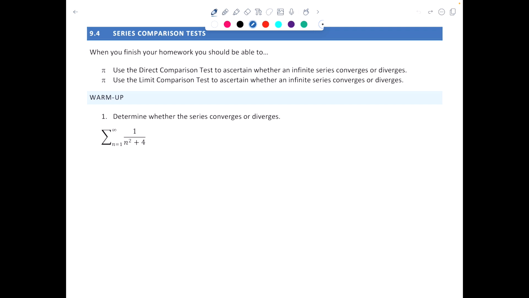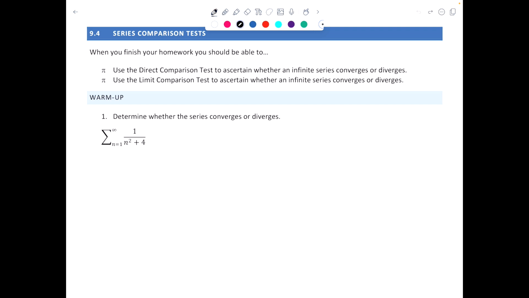So if you haven't seen them in a while, you might want to brush up on P-series and on geometric series because they are often used as comparison tests. All right, so we'll be learning about the direct and limit comparison tests, and we'll start out with the warm-up. We'll determine whether the series converges or diverges.